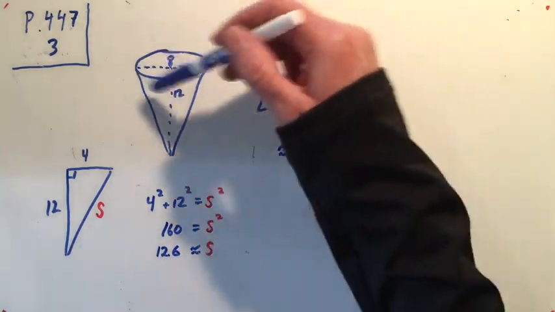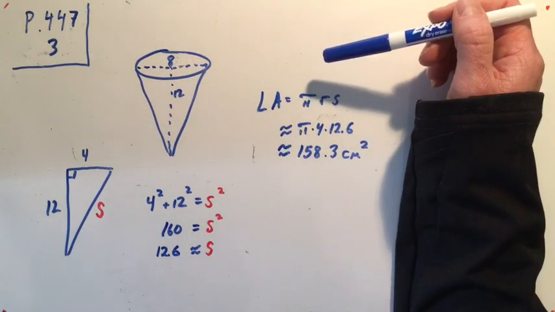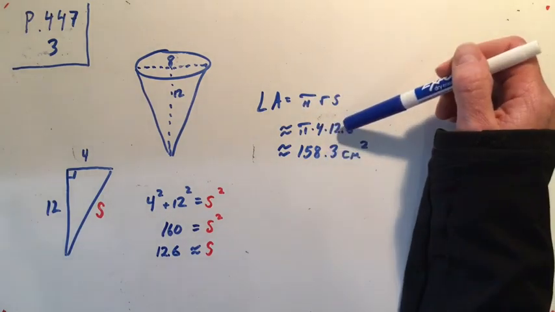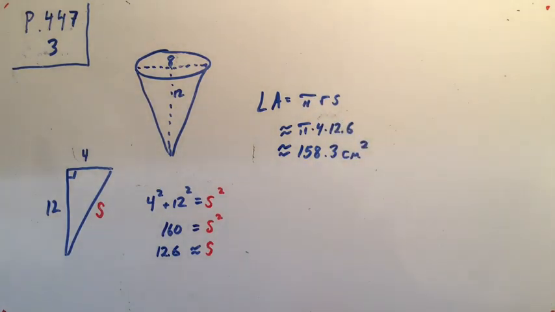Now, we don't need the top to this cup. We only need the lateral area. So we're going to do pi times r times the slant height. Slant height was 12.6, and that gives us about 158.3 square centimeters. And when they ask what assumptions you made here, the 158.3 centimeters squared would be perfect if we didn't have any overlap in the cup.